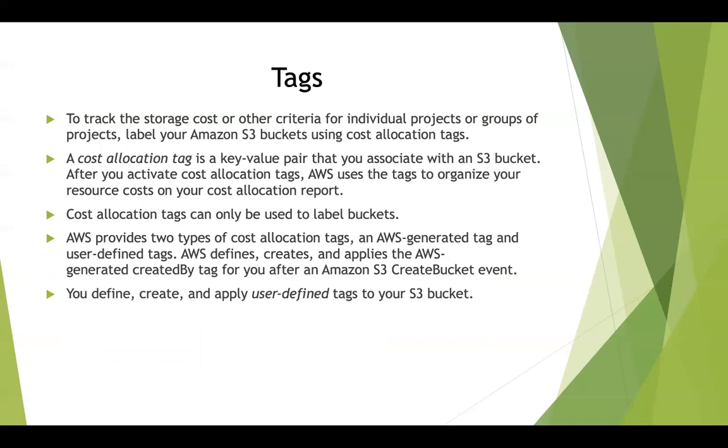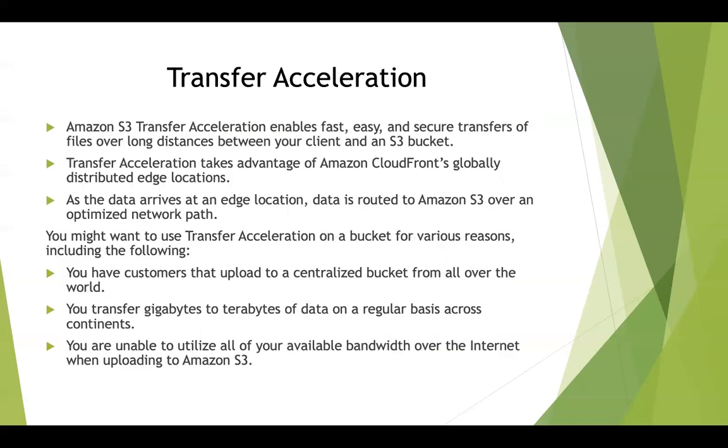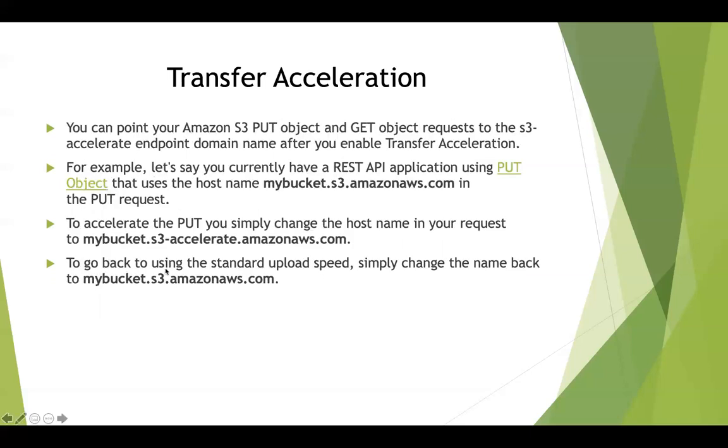Okay. So when it comes to transfer acceleration, it's mainly used to accelerate the speed of GET requests and PUT requests to your S3 bucket. Ultimately, when you enable transfer acceleration, you get an endpoint called mybucket.s3-accelerate.amazonaws.com. Using this accelerated endpoint in your application, you'll be able to upload objects to an S3 bucket.